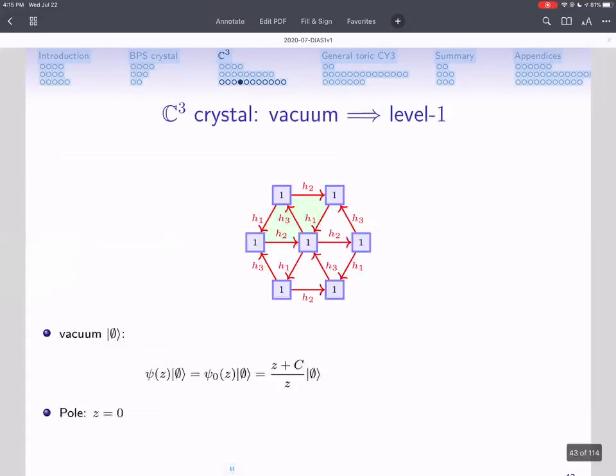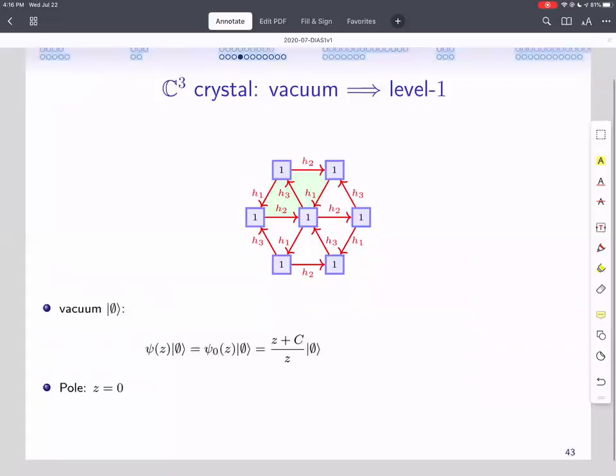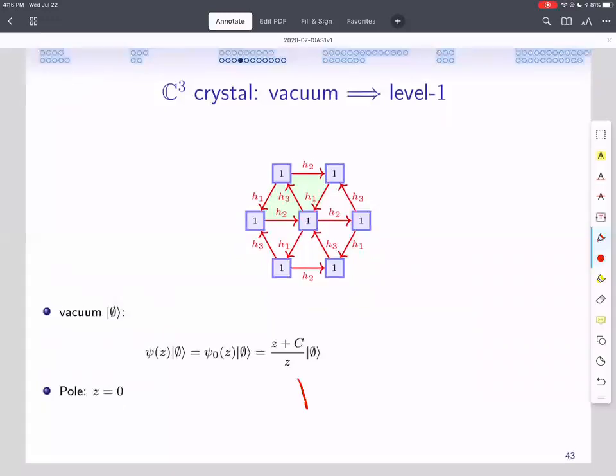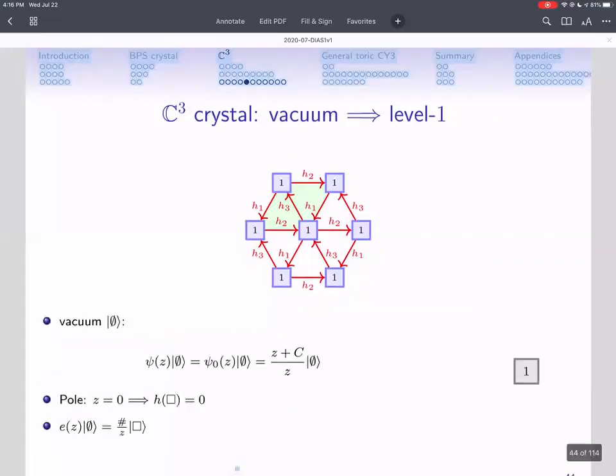So yeah, I think I'll give up. This is just an example to show how this works, by starting from the crystal and building this phi function iteratively. You can see that for the vacuum, this function has a pole at 0. That means that you can add a box at the 0 here. Each pole has just one meaning. So this z equal to 0 is the adding pole for E.